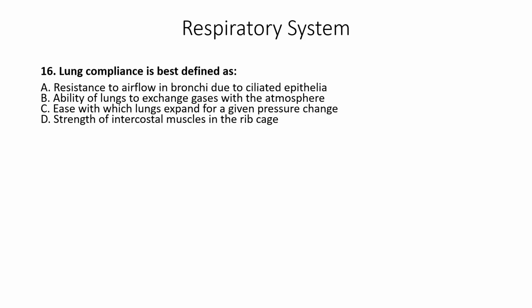Yeah, great job. You're absolutely right. It is option C, which is the ease of expansion. So, the ease with which lungs expand in response to a given pressure change. If there is high compliance, it's easier to inflate. If there's low compliance, the lungs are stiffer. So essentially, how much volume change does the lung have for a given pressure change?